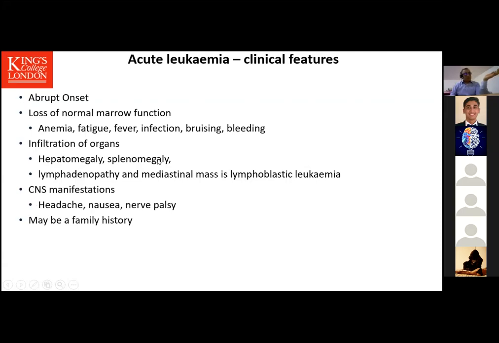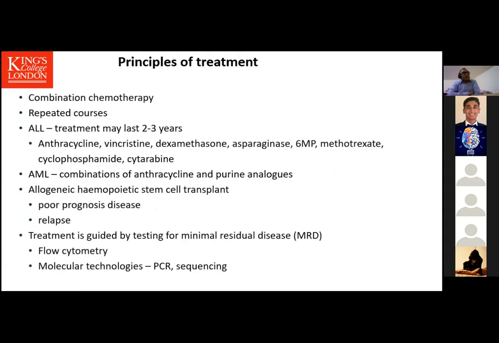They may or may not have hepatosplenomegaly. They may have lymphadenopathy, according to whether it's ALL or it is AML. And very, very rarely, the patients can have CNS infiltration with AML. Family history is generally not seen, and it doesn't really tell you much about the genetics of AML.